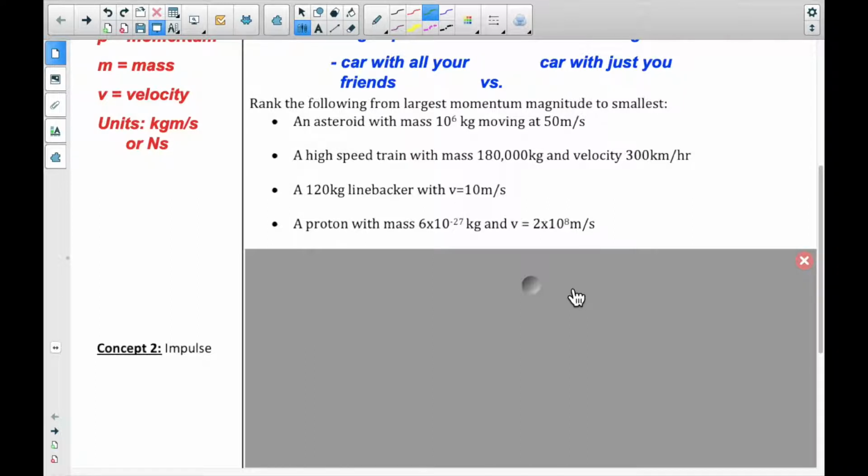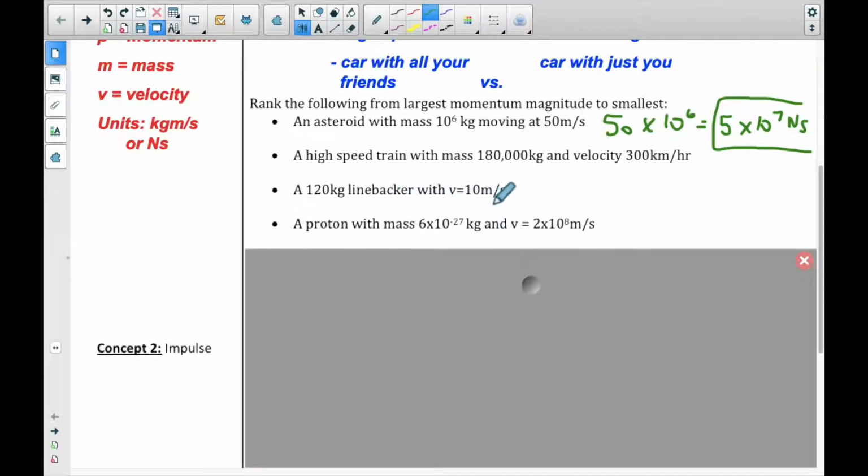Okay, so when we talk about momentum in physics, of course, we can assign a numerical value to it. If we know how much mass there is and how much velocity there is, then we can get a numerical value and come up with our total momentum. An asteroid with a mass of 10 to the 6 kilograms moving at a speed of 50 meters per second, we would take 50 times 10 to the 6th, or in other words, we could move that decimal over one place and say 5 times 10 to the 7th. And once again, our units are Newton seconds, or you could call it kilogram meters per second. But in this case, we have 5 times 10 to the 7 Newton seconds.